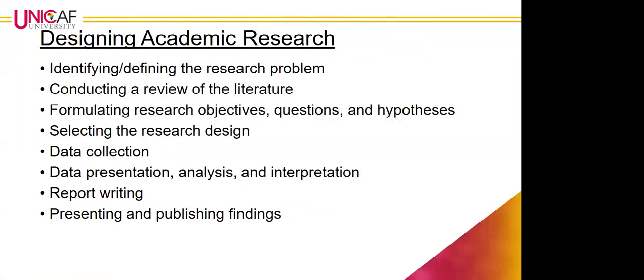Now, in terms of designing academic research, there are 7 or 8 steps. One is to identify the research problem that has to be researched. Thereafter, you conduct what we call a review of the literature. In doing the literature review, others will say it is an argument, but then you have to identify gaps. And those gaps will inform your research question. But also there is formulation of research objectives, study questions, as well as the hypothesis.